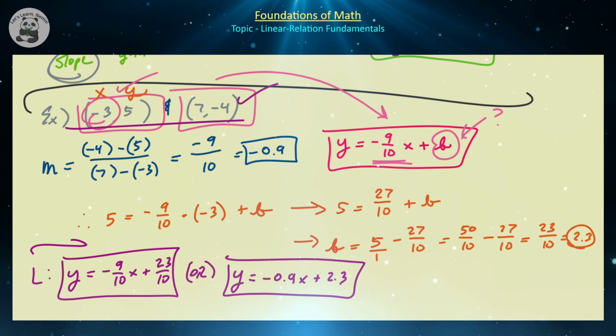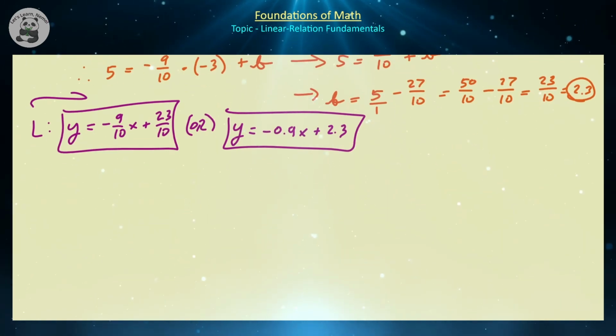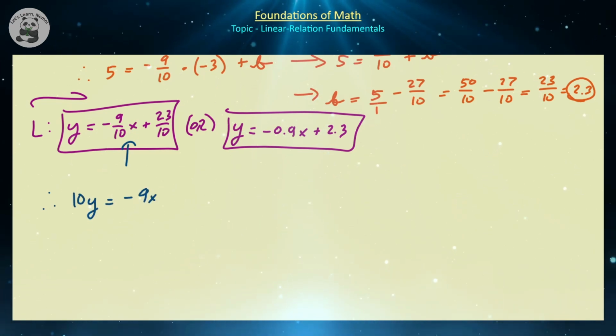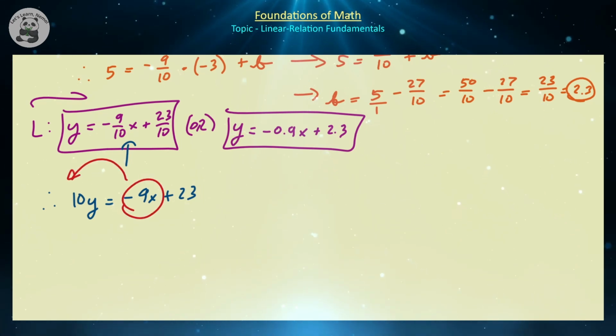Now, of course, that's the slope-intercept representation, but we could go for the general equation because sometimes that might be more useful than the slope-intercept equation. I'm going to work with the fractional form because I think it's a little easier to get the general form out. I'm going to multiply both sides of this equation by 10 to get rid of those fractions. Once I do that, that gives us 10y is equal to -9x plus 23, and I'm going to shift my 9x to the left-hand side.